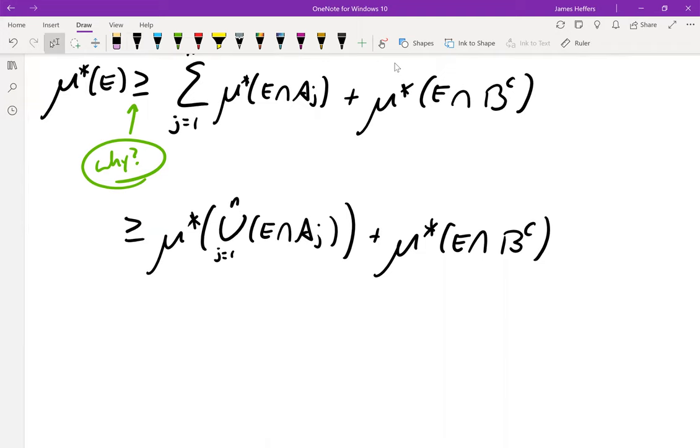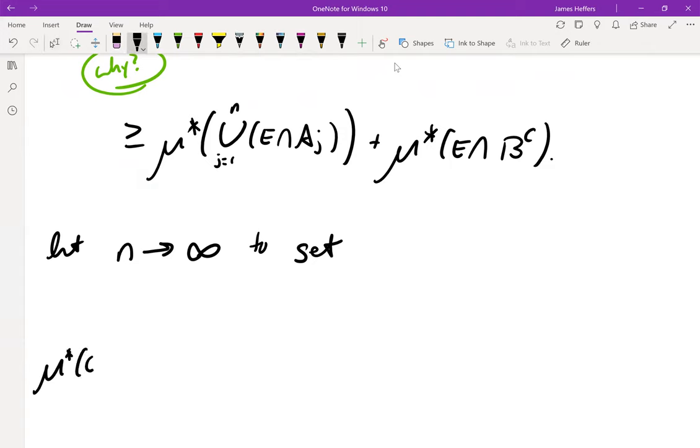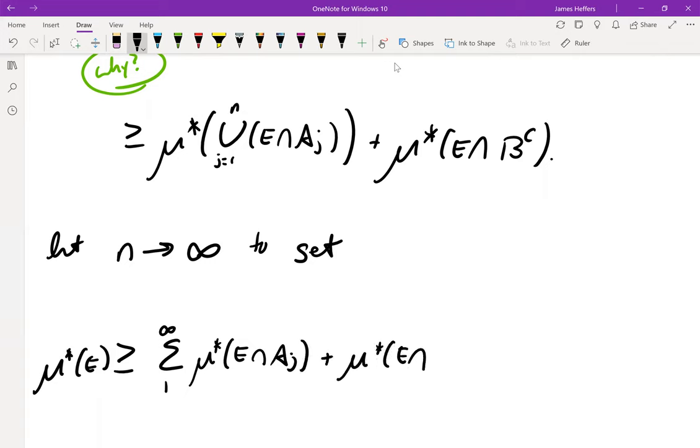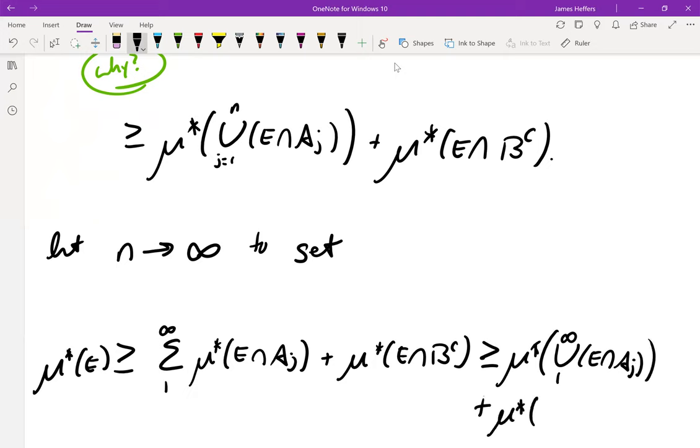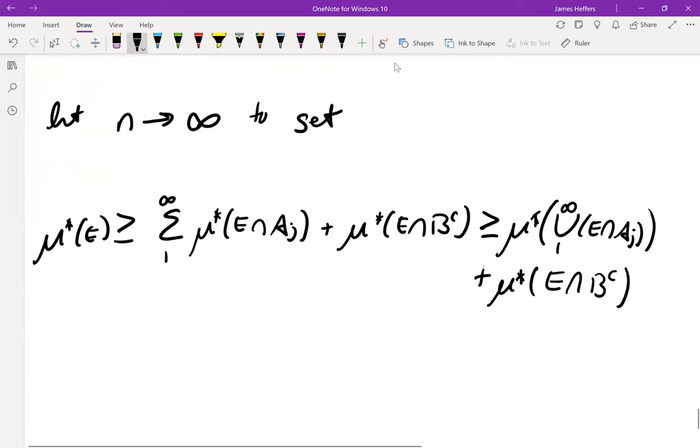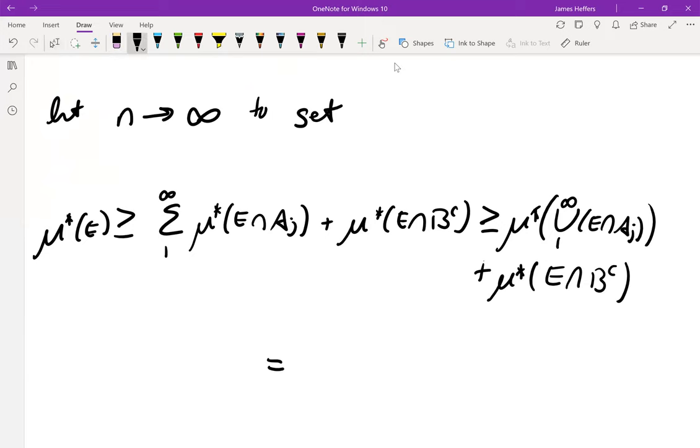And what we're going to do now is let N go to infinity. So now we're going to let N go to infinity to get that mu star of E is greater than or equal to the sum from j equals 1 to infinity of mu star of E intersect A_j plus mu star of E intersect B complement, which is going to be greater than or equal to mu star of this infinite union of E intersect A_j, plus this other term here. Okay, but what's that going to end up equaling? Well, now since we have this infinite union here, this is going to just be E intersect B.